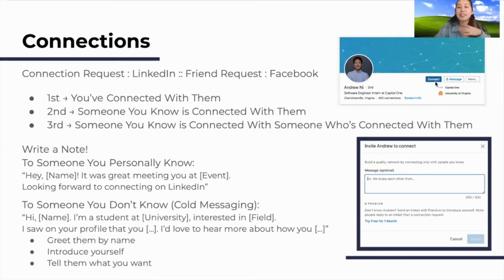So what you'll notice here is if you click connect, you'll also see a connection request note possibility. It'll ask you if you want to add a note. You press add a note, and you can put a message right here of 300 characters. This is really important because it gives the person you're connecting with an opportunity to see who you are and why you're interested in connecting. You have to make sure that you keep it short and concise because you only have 300 characters.